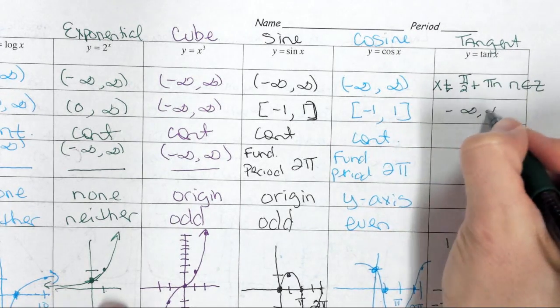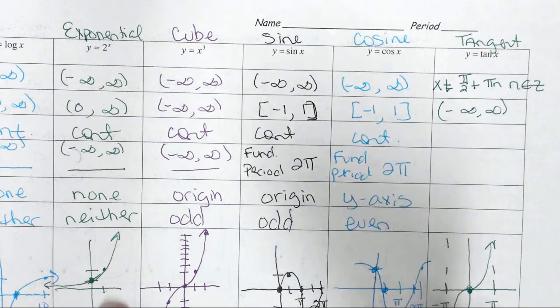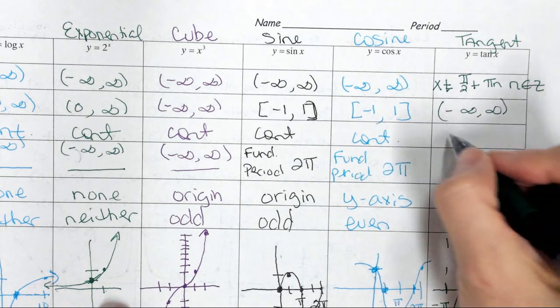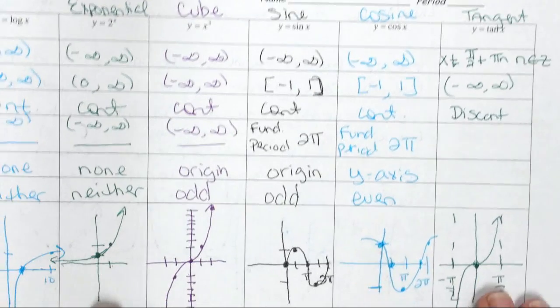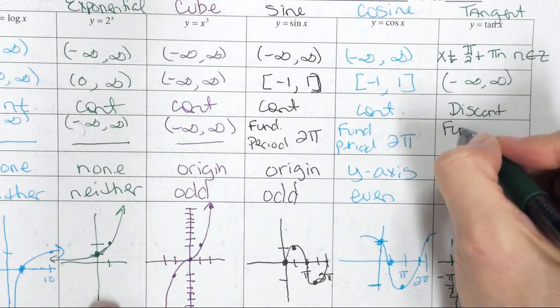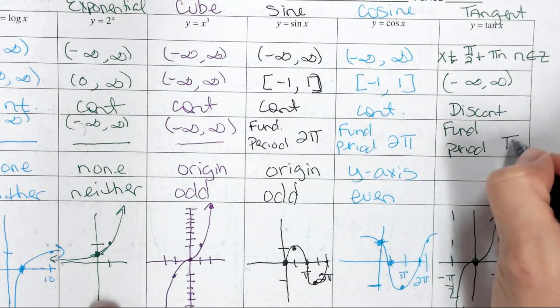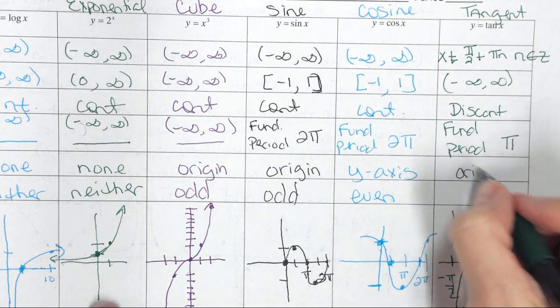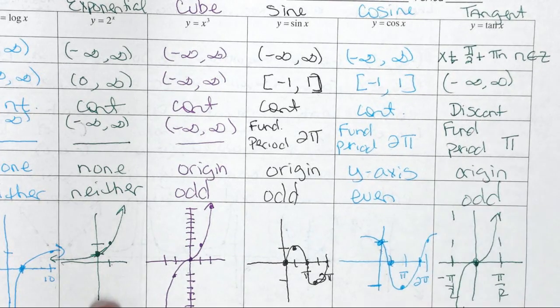The range went from negative infinity to positive infinity. We were discontinuous because we had asymptotes. The fundamental period is not 2 pi. It's actually pi. It's symmetric about the origin, so it is odd.